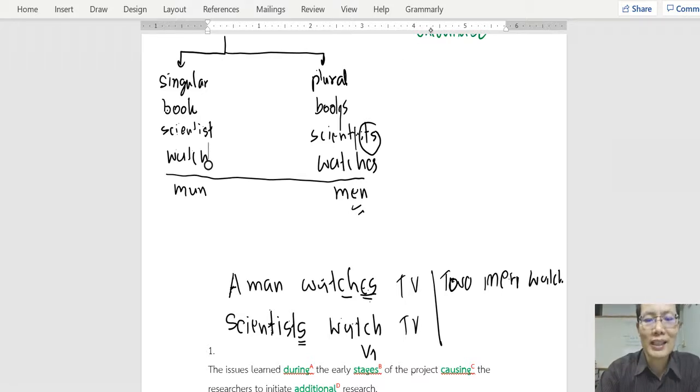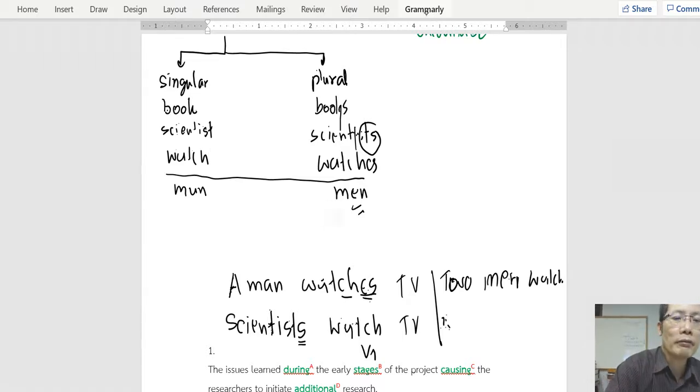Two men, scientist, one scientist, put ES. Same as this, that's why we say S or ES can be added at the end of two kinds of words. The first one is a singular noun into a plural noun. The second one is at the end of the simple form of the verb, present simple tense, verb form one. What do you say in your language? This one, verb one, simple form of verb.